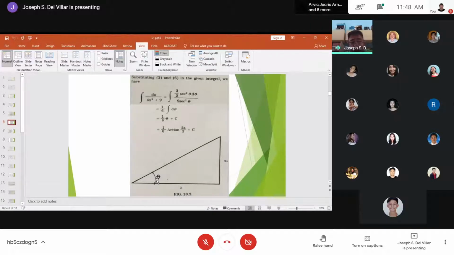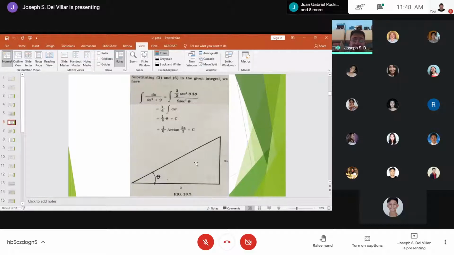Tangent of theta is equal to opposite, which is 2x. So label the vertical side of the right triangle 2x, over adjacent, which is 3, over 3. Okay? So this is the right triangle. This is the angle theta, and then opposite is 2x over adjacent is 3.